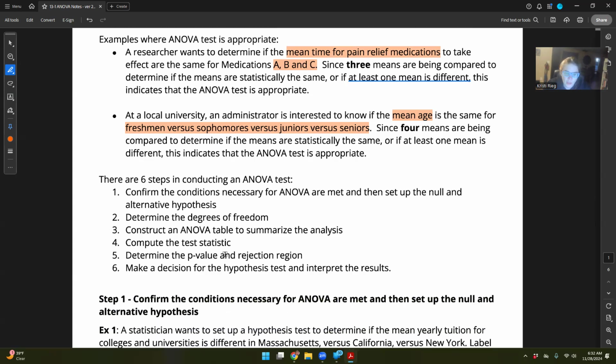We are not going to compute the test statistic in this video because that's the long step, but we are going to talk about the steps necessary to set up an ANOVA test. We're going to definitely talk about the degrees of freedom. Actually, 3 and 4 we're going to skip in this video. We're going to determine the p-value in the rejection region and then make a decision.